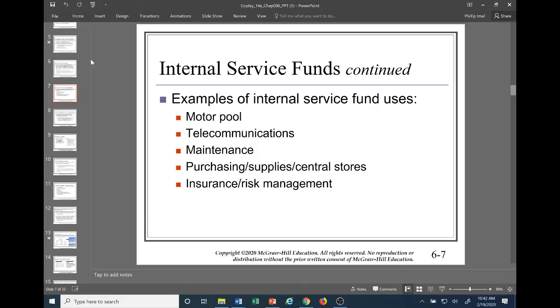Some examples of internal service fund uses would be a motor pool, telecommunications, maintenance, purchasing supplies, or like a central store, or insurance or risk management. You know what a motor pool is? We have one here at Bluefield State. It's just a pool of vehicles that the government owns. In this case, it's a state vehicle, but Bluefield State owns them. They have a motor pool. So any time teachers or administration needs to go to a conference or something, they can rent or just borrow one of those cars, and keep up with mileage and stuff. So that's what a motor pool is.